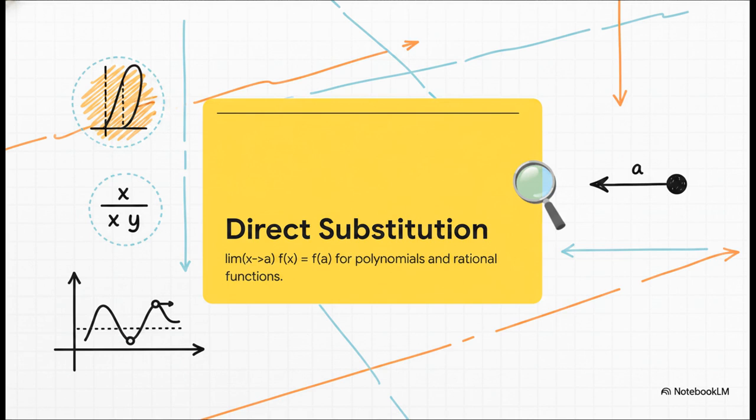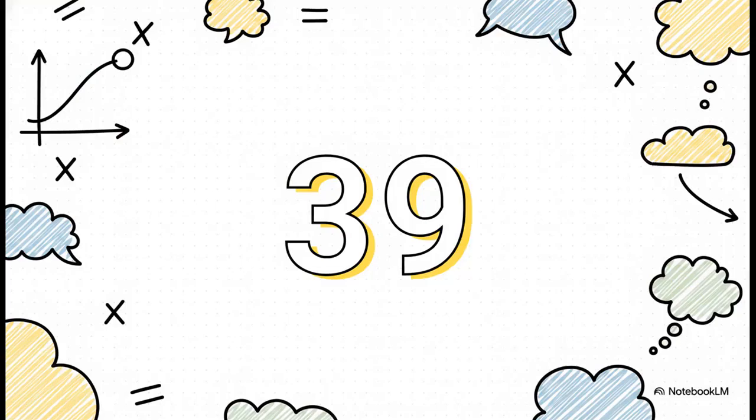For these nice, polite, continuous functions, the limit as x approaches a is literally just the value of the function at a. And this brilliantly illustrates exactly what I mean. We have the limit of 2x squared minus 3x plus 4 as x approaches 5. Instead of applying the limit laws one by one like a robot, we use our shortcut. We just substitute 5 for every x. So 2 times 25 is 50, minus 15 plus 4, giving us an instant, perfectly accurate answer of 39.